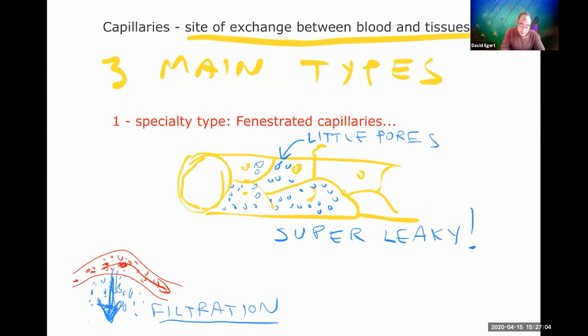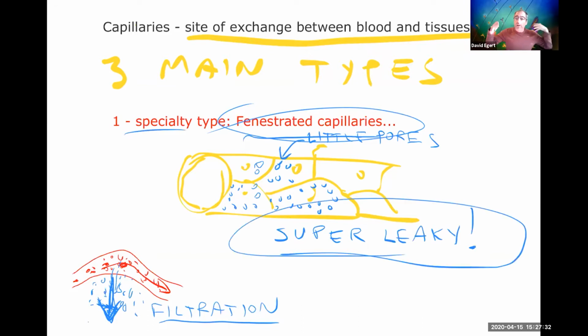leave the capillary. Fenestrated capillaries can also be used where you really want to absorb things really efficiently, like in an endocrine gland where the whole job is to take in all the hormones so you can then distribute them, or in your digestive organs where you're absorbing nutrients. You want them particularly able to pull things in. So fenestrated capillaries are a specialty, super leaky, for having stuff either leak out or come in.